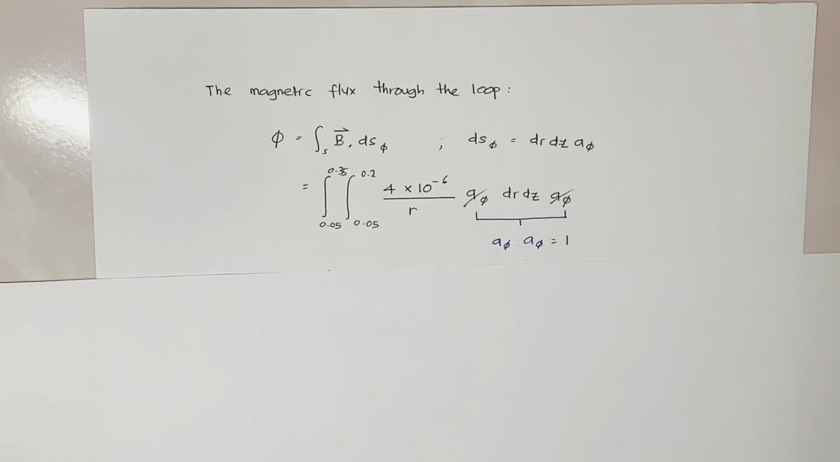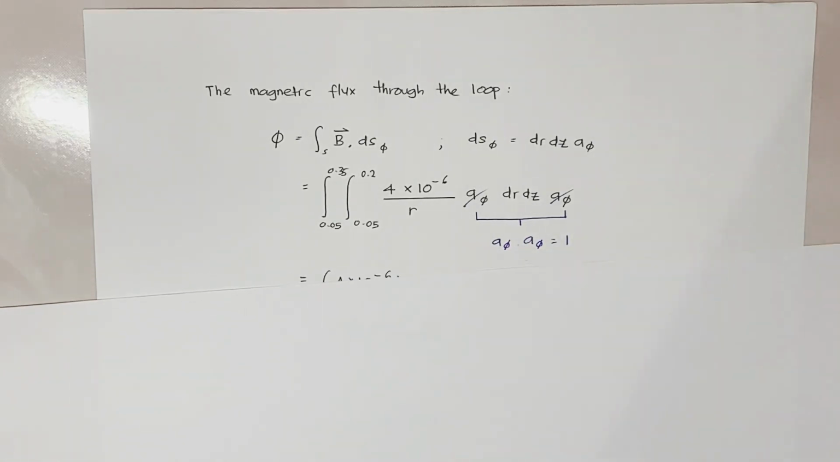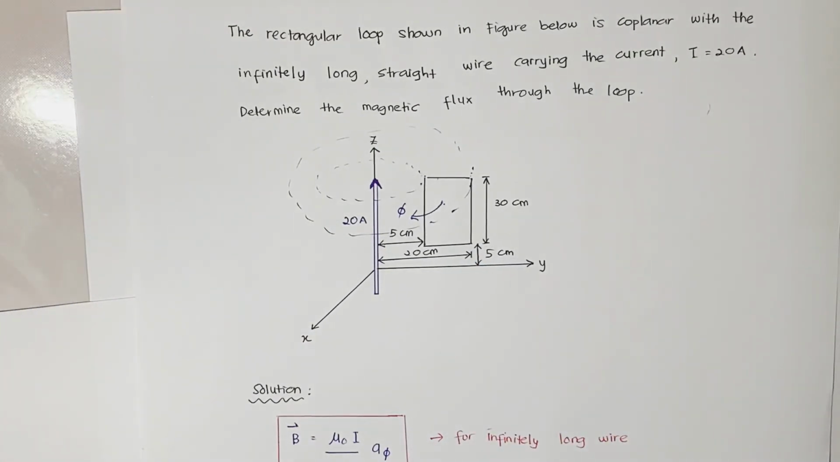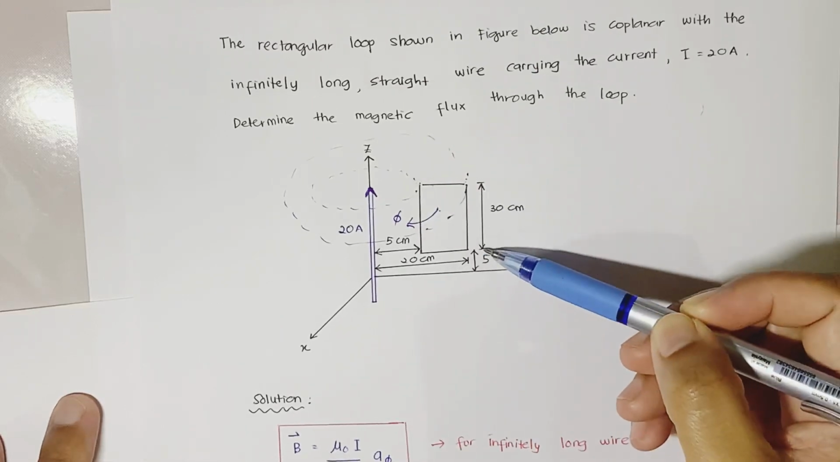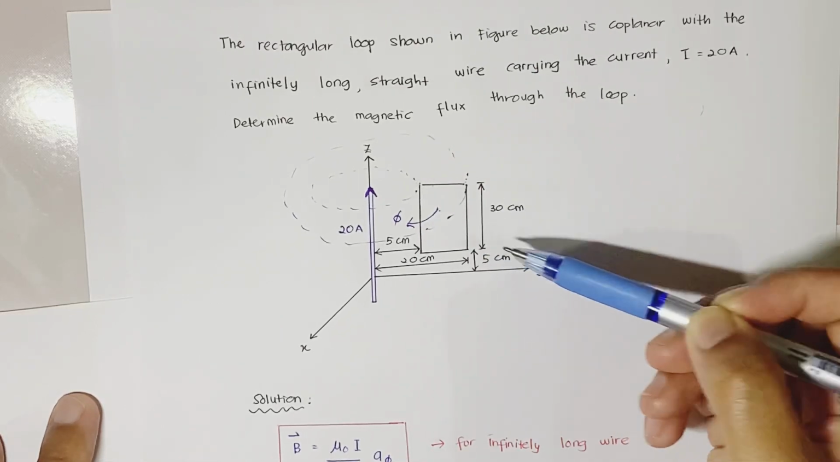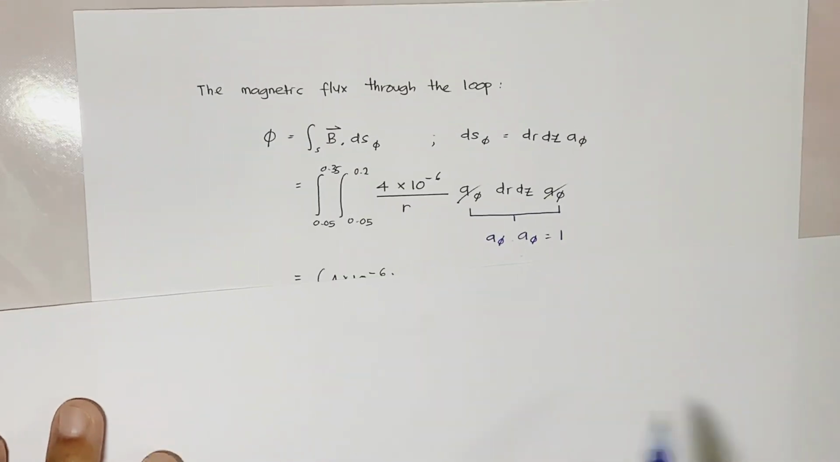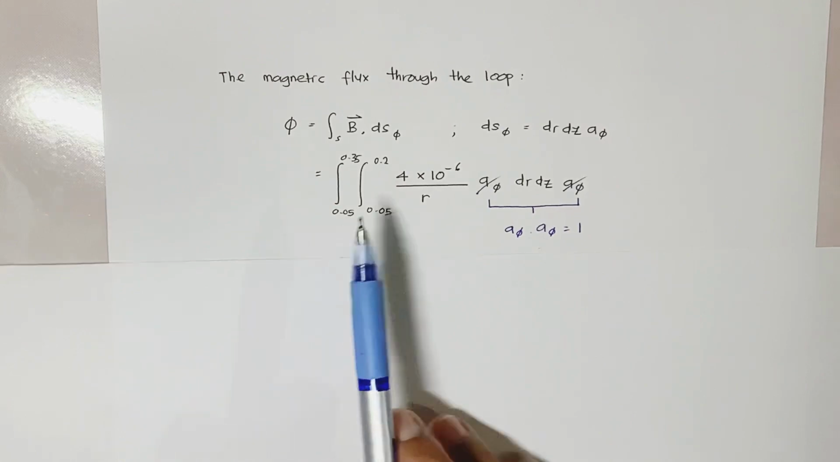Okay, dz is the height of the coplanar loop here. So the height is between 5 cm to 35 cm. So that's why I put here 0.05 to 0.35.